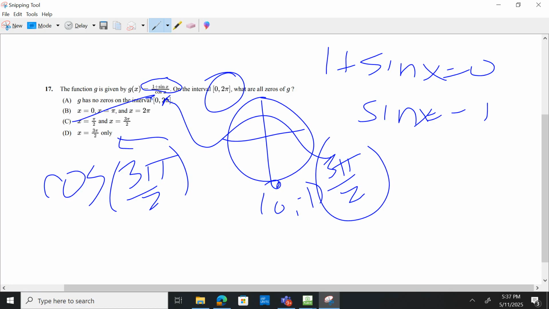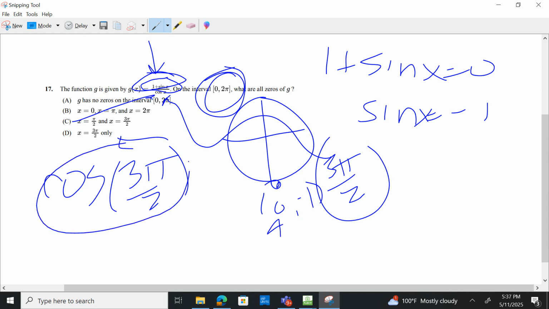So we've announced that 3 pi over 2 would create a 0 or an x-intercept on this particular interval, but in order for it to truly be correct, we have to make sure, again, there's no 0 in the denominator. Okay, what is the cosine at 3 pi over 2? We can see right here the cosine is 0.